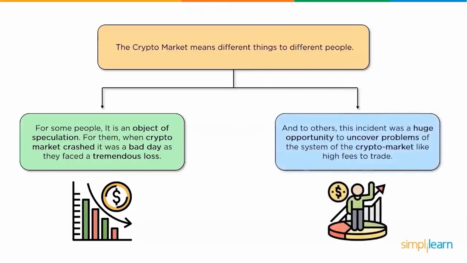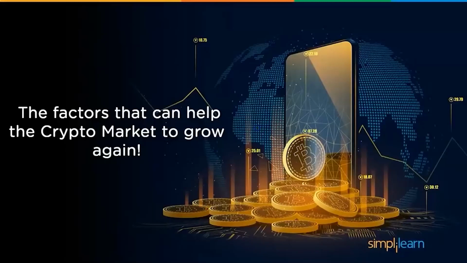And to others, the crypto market is more than a speculative instrument. For them, this incident proved to be a huge opportunity as they got a chance to uncover problems of the system of the crypto market, like high fees to trade at the most crucial moments, and find solutions to these problems by adding more capacity and efficiency to the system. So now we have covered everything about the market crash of cryptocurrency. Let's dive into the factors that can help the market to grow again.